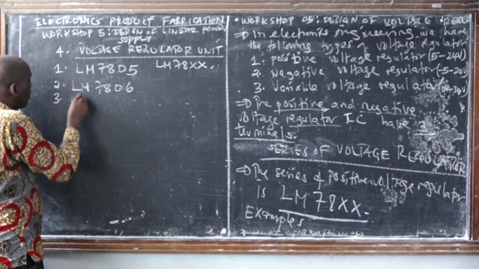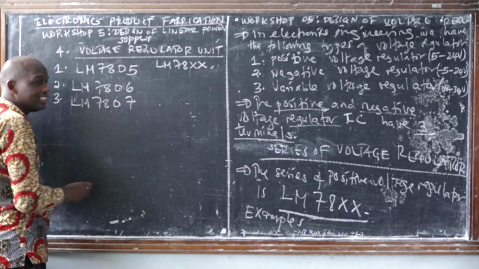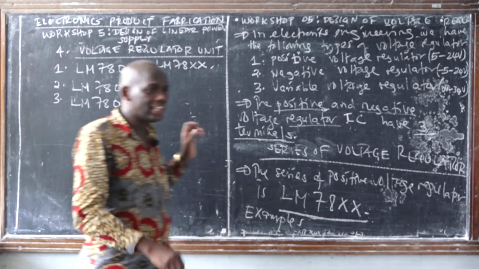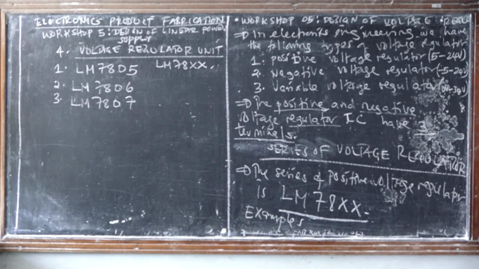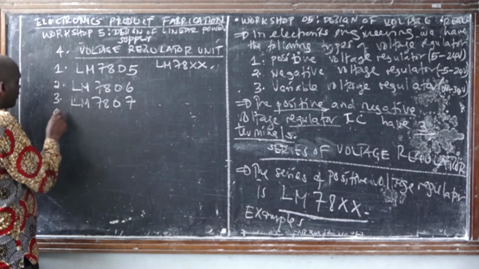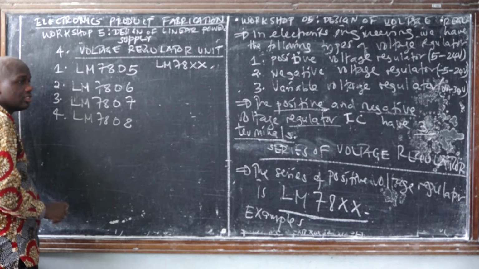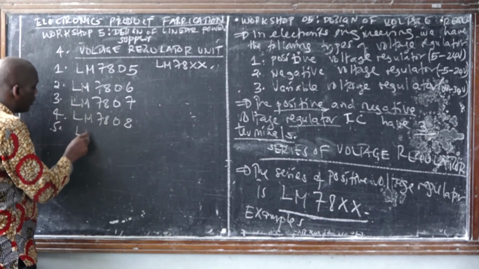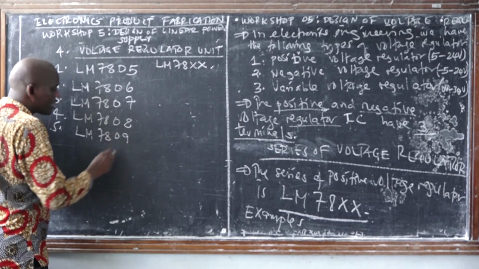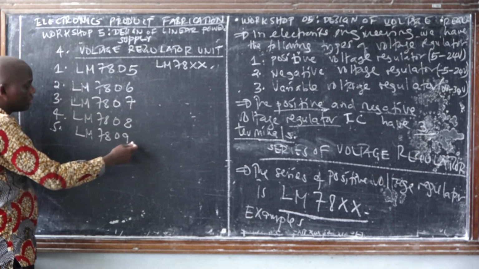Okay? But it's fixed. It does not vary. Then the third example, we also have LM7807. I said stop writing, stop drawing, and stop slumbering. Look on the blackboard. So then we have a fourth example, LM7808. Then we also have the fifth example, LM7809. So these provide 8 volts, 7 volts, 9 volts.